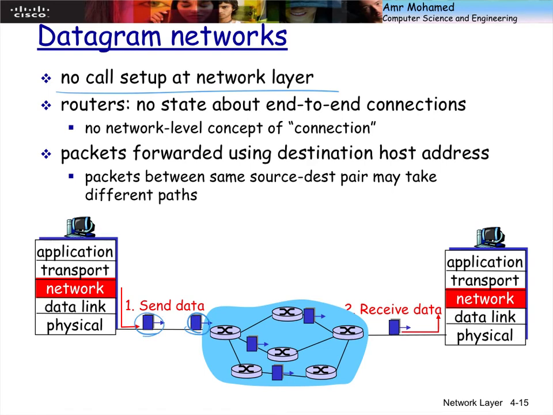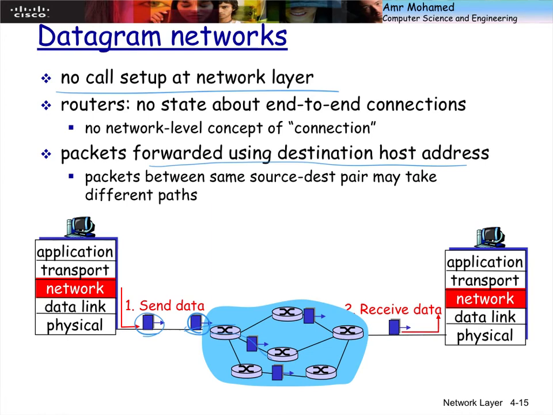So some packets may actually take different routes at any point in time because there is no virtual circuit established. Most of the time, if I'm sending to the same destination address, I will most probably get through the same route. But that's not guaranteed. I cannot guarantee this, because I don't have any virtual circuit established. So packets are forwarded using only the destination host address. Or, destination can also mean we can route to a network, as we will see.